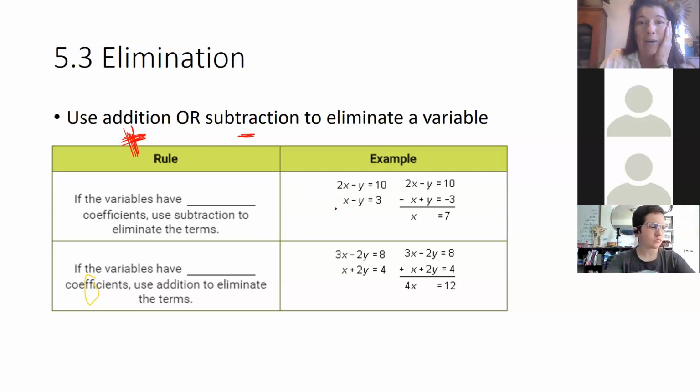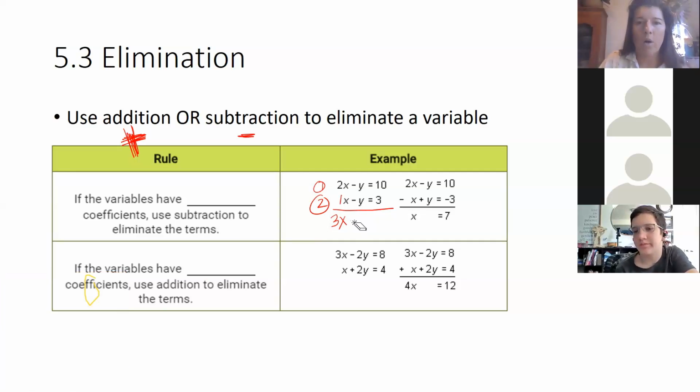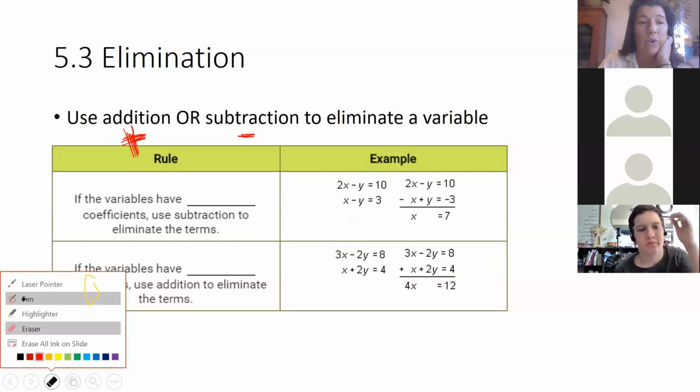If I added up these two equations, 2x minus y equals 10 and x minus y equals 3, and I added straight down, does a variable disappear? So I'm left with 3x. No. I have -y minus y. What does that give us? That would be -2y. -2y. That does not get rid of anything, does it? Womp womp.